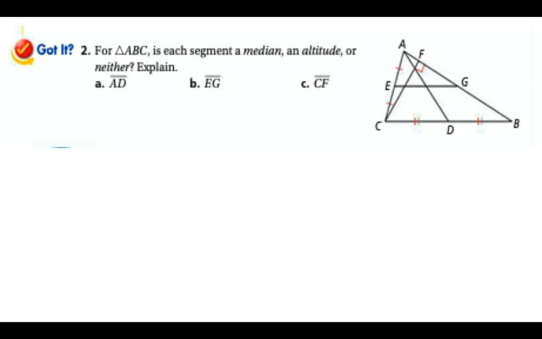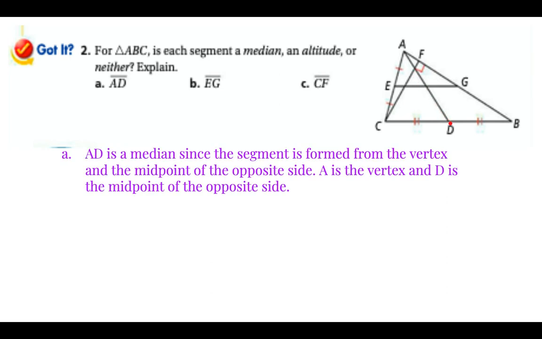So now we are ready to answer Got It 2. So for triangle ABC, is each segment a median, an altitude, or neither? Explain. So here we have AD. So AD is a segment from the vertex of the triangle to the midpoint of the opposite side. So AD is a median since the segment is formed from the vertex and the midpoint of the opposite side. So in this case, A is the vertex and D is the midpoint of the opposite side.